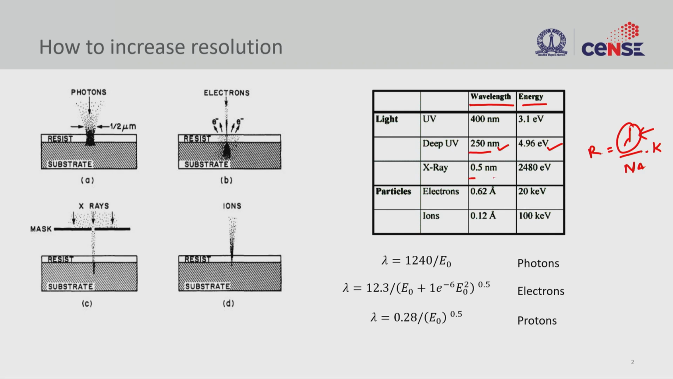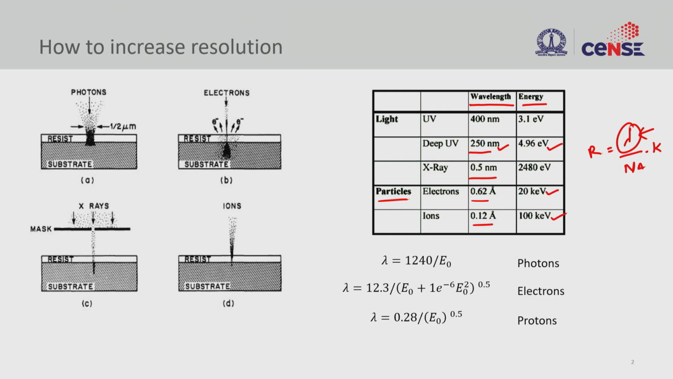You can use X-rays as well to improve the resolution. But then we will see later in alternate lithography how difficult these X-rays are to handle and so on. But if you look at the particles, electrons and ions, there the energies are very high, 20 keV and 100 keV. So that brings down the wavelength. That means your waves are very small, and with those you should be able to define very fine features.